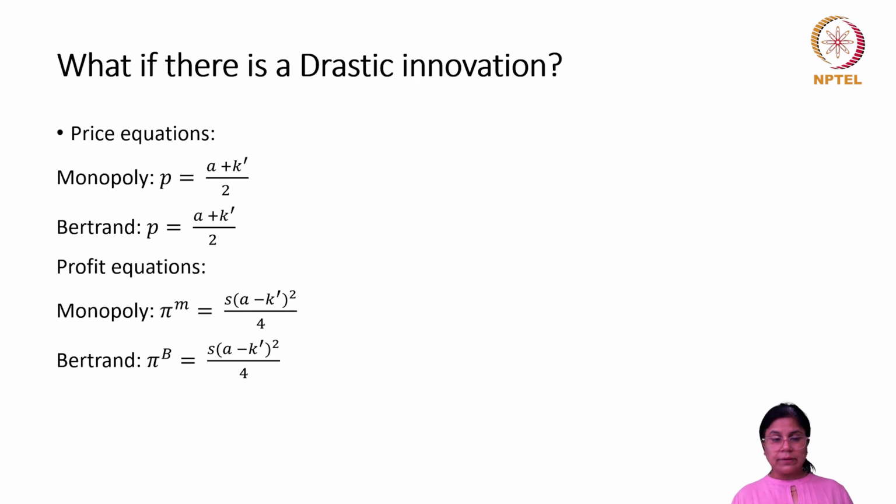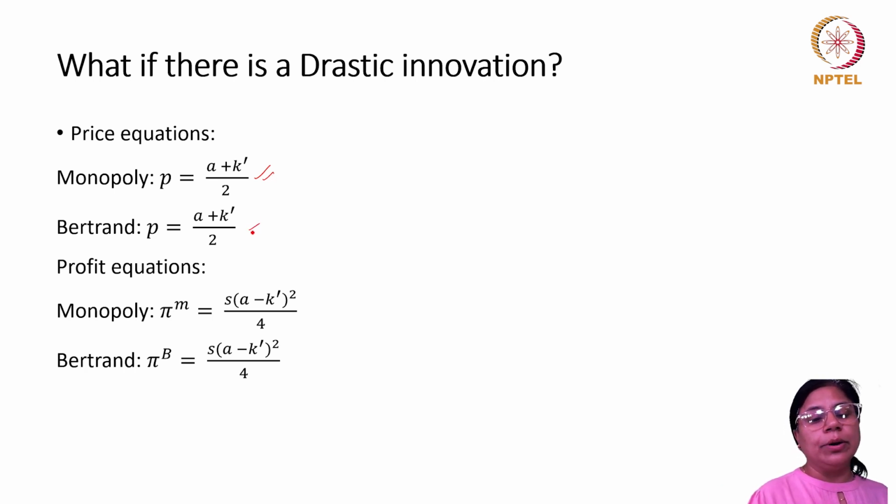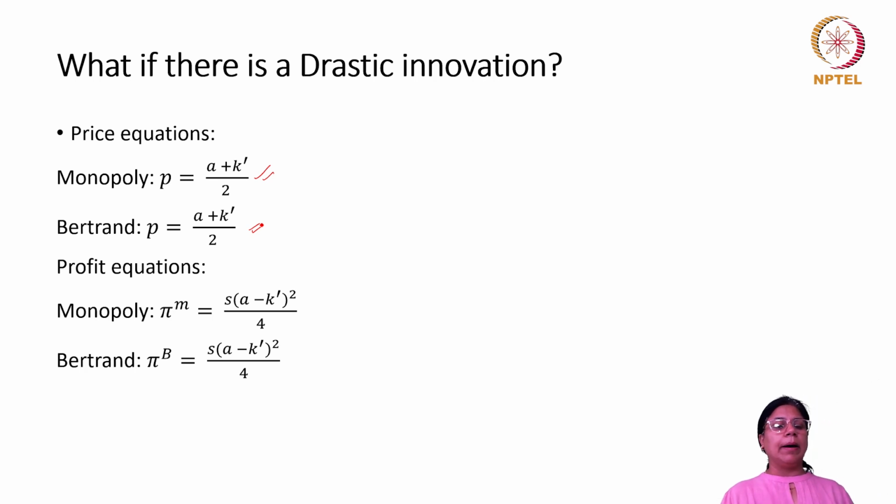Now the question arises: this entire analysis we have done on the basis of non-drastic innovation. The key characteristic of non-drastic innovation was that the price which can be charged, let us say as a monopolist, is still going to be higher than the cost of production, or the marginal cost, which was there earlier. However, in case of a drastic innovation, it is going to change, and the monopolist price is now going to be (A plus K prime) by 2, which we have seen. Even the Bertrand competitor's price is also going to be (A plus K prime) by 2.